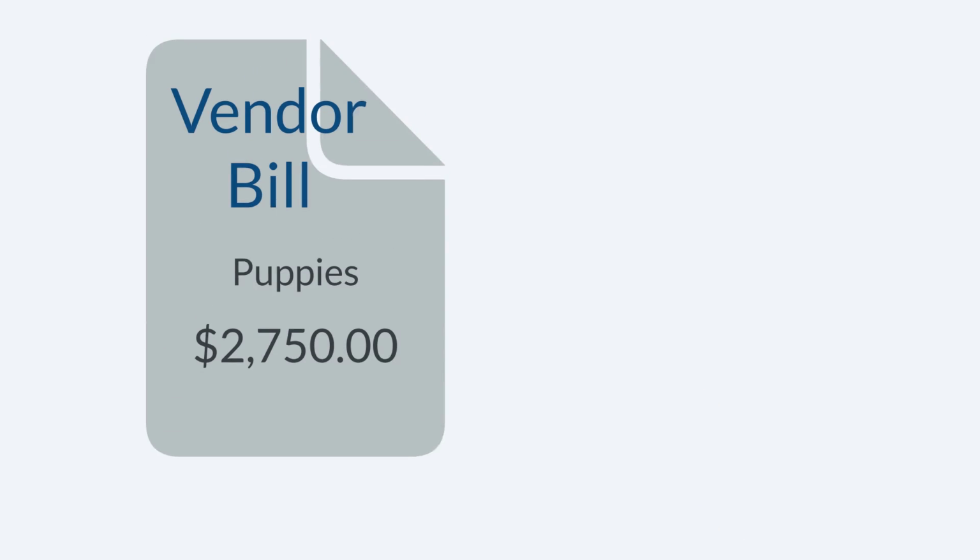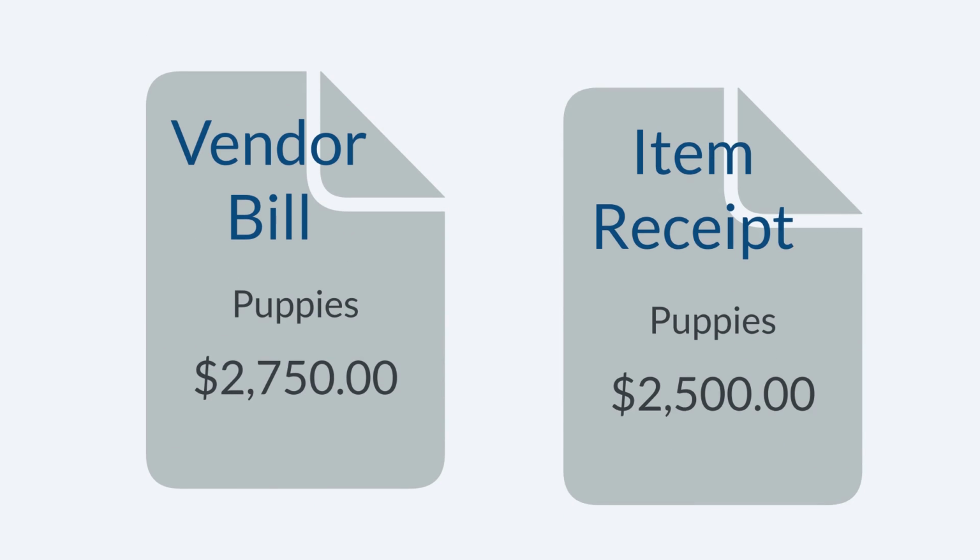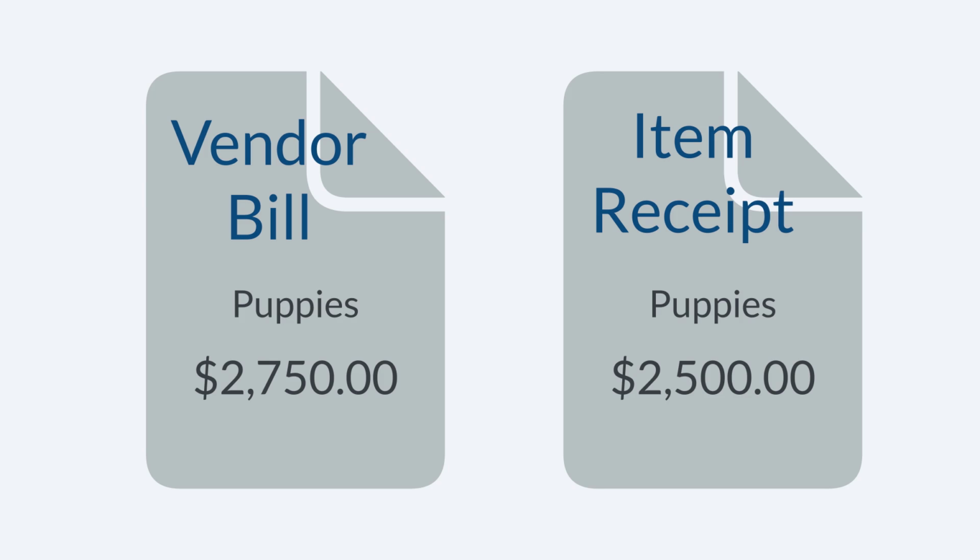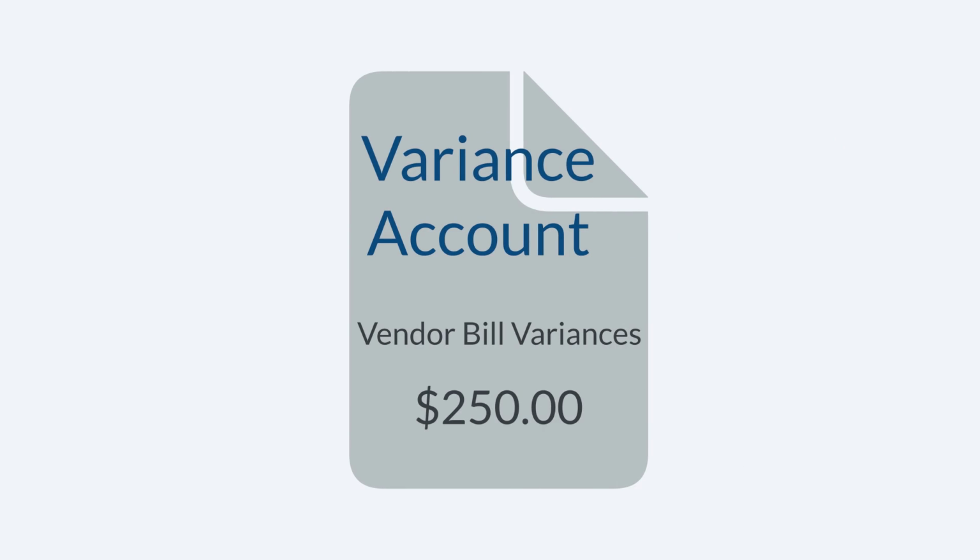Occasionally, the bill that your vendor sends you may not match the item receipt. If the price on the vendor bill changes after the items have been received, then the variance would need to be posted to a variance account.